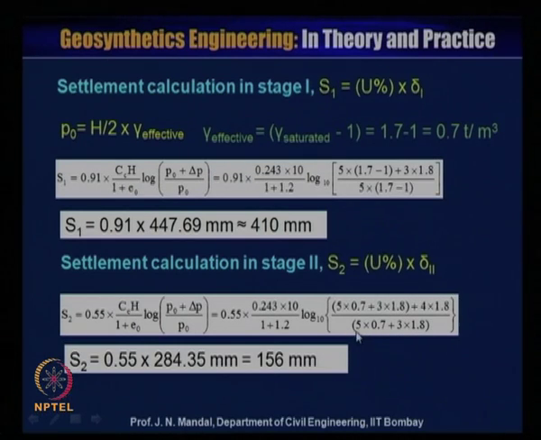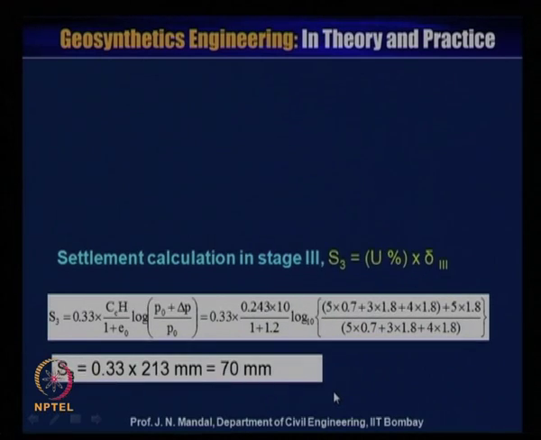So, this is P0 again, 5 into 0.7 plus 3 into 1.8. So, this is P0 plus delta P by P0. So, S2 will be equal to 0.55 into 284.35 millimeter, which is 156 millimeter. This is the settlement calculation in stage 2, S2.